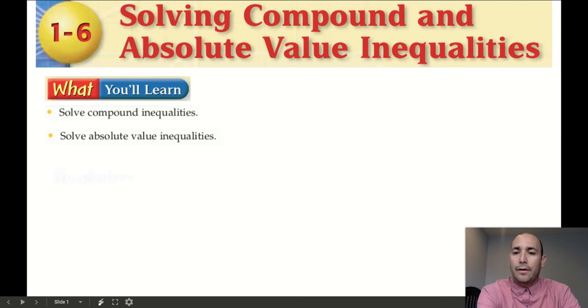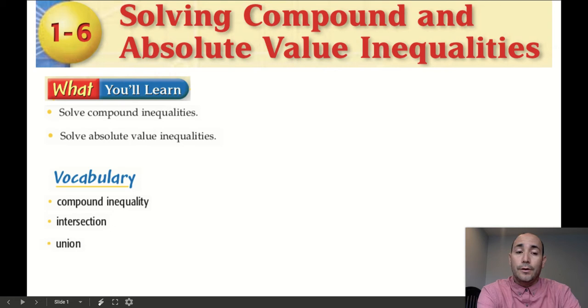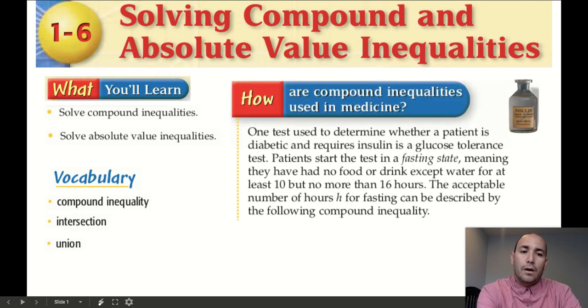believe, in Lesson 5. So some vocabulary to keep track of is: what is a compound inequality, an intersection, and a union. So here's an example of how we can use a compound inequality in medicine. It says one test to determine whether a patient is diabetic and requires insulin is a glucose tolerance test. Patients start the test in a fasting state, meaning that they have no food or drink except for water for at least 10, but no more than 16 hours.